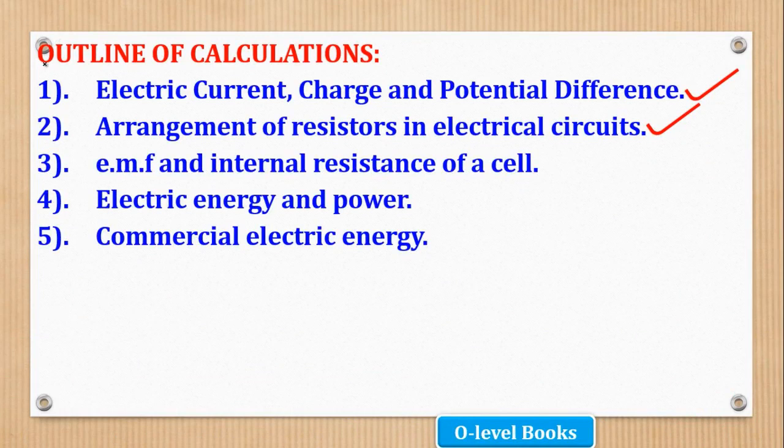The calculations under current electricity can be divided into 5 parts, which are these. The first part we have already looked at, and now we are going to look at the second part, which is arrangement of resistors in an electrical circuit.